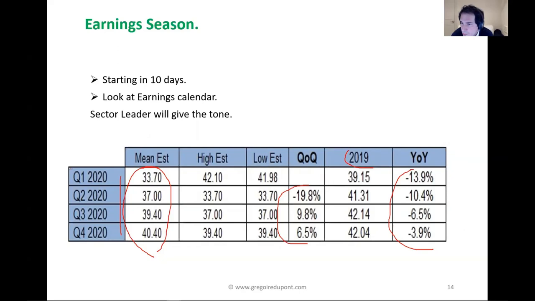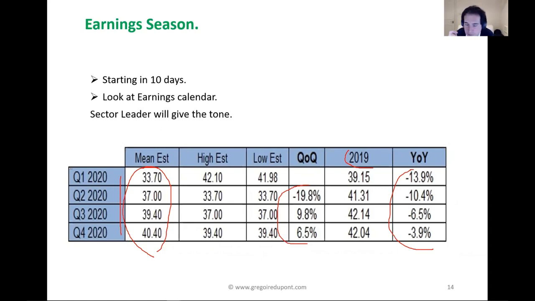But more importantly, what you should be doing now is looking at when the companies are going to come with their numbers, and why you want to do so. Because for each of these 11 sectors of the S&P, there are some market leaders. And you want to know, when is JP Morgan talking? When is Boeing talking? When is Walmart talking? When are they giving their earnings? Because that's going to tell you a lot about each of those sectors.